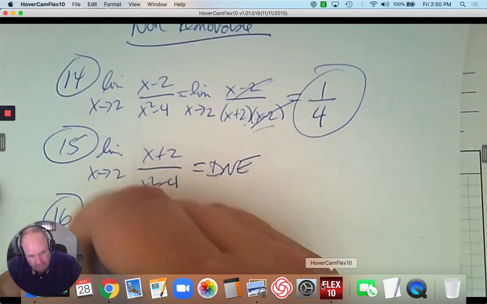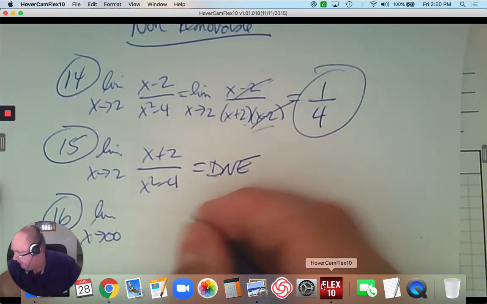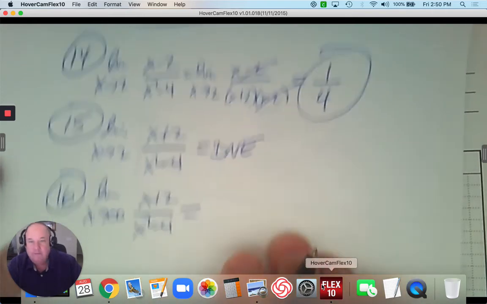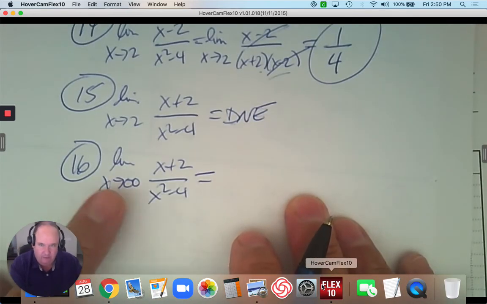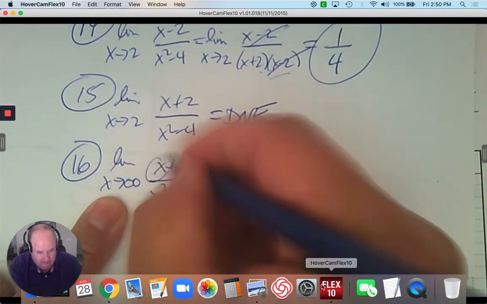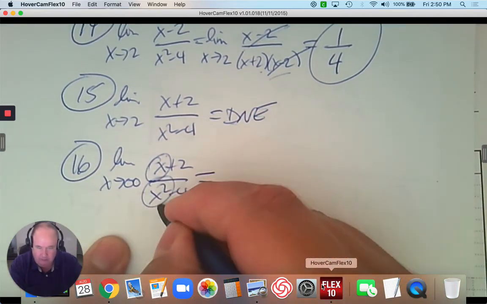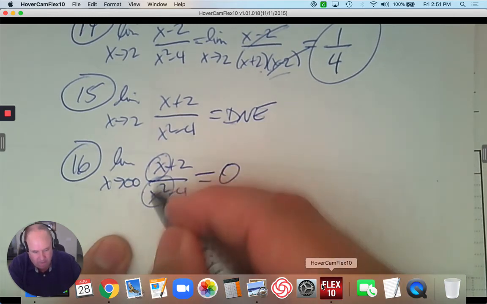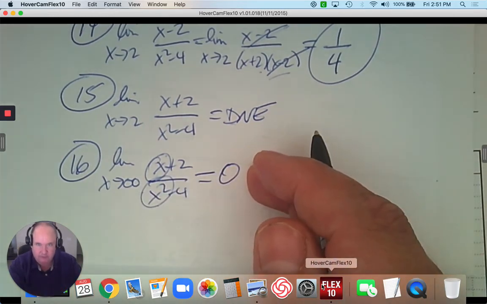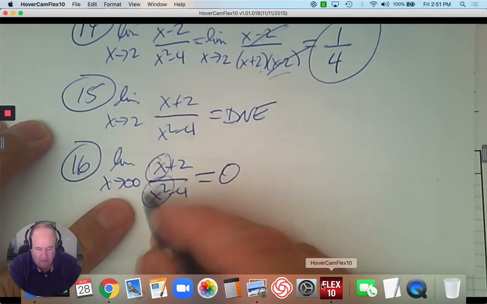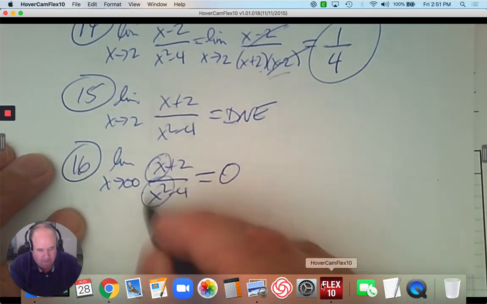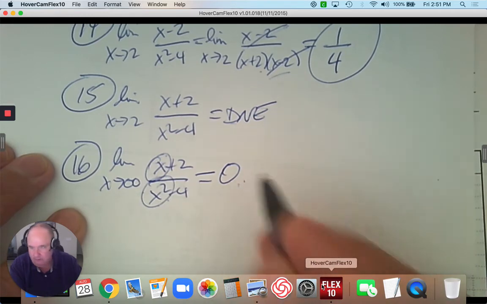16. The limit as x approaches infinity of x plus 2 over x squared minus 4. This is a fancy way of saying the right end behavior. Power over power. Because the bottom is more powerful, this is approaching 0. If they were equally powerful, you would divide the power terms. And if the top was more powerful, we would divide and see the end behavior. But whenever the bottom is more powerful, the end behavior is 0. It's done.